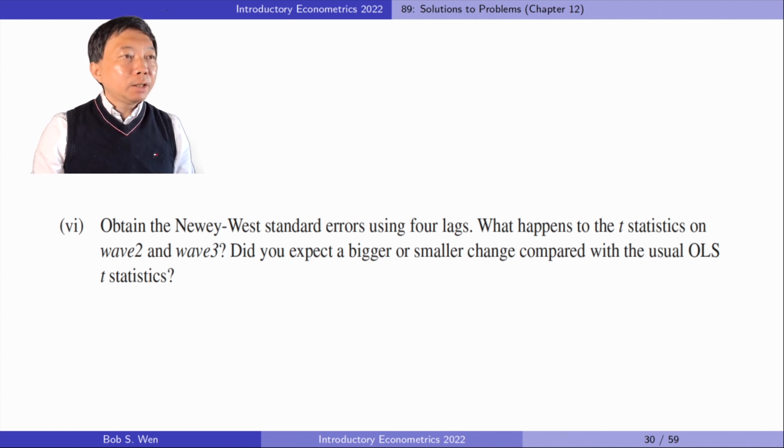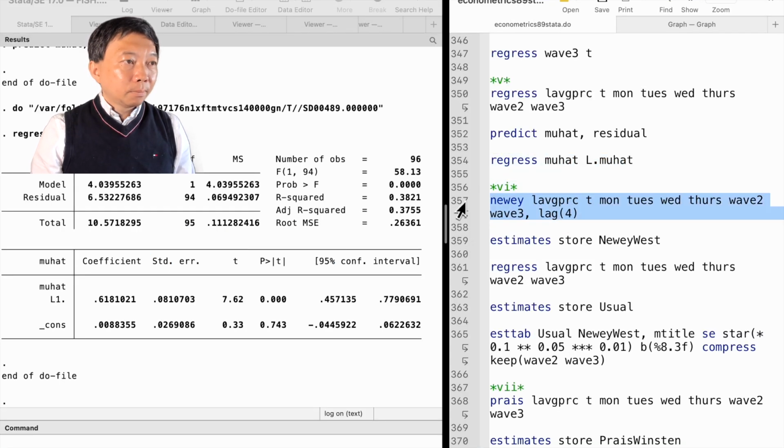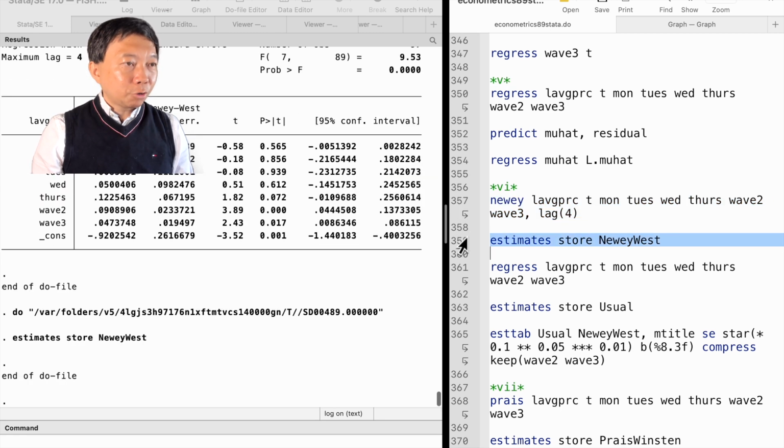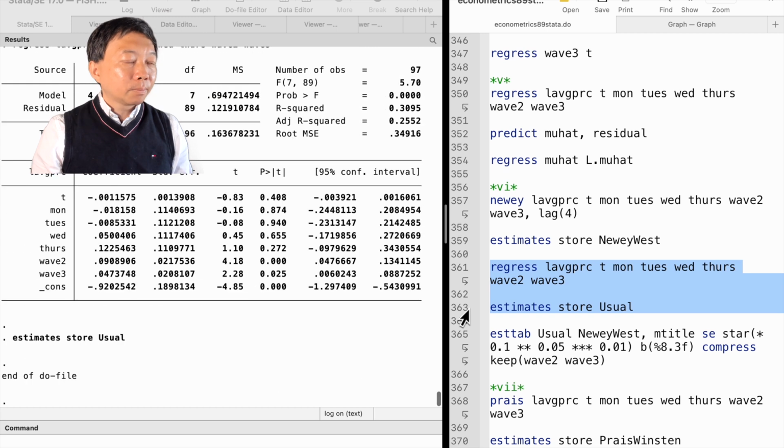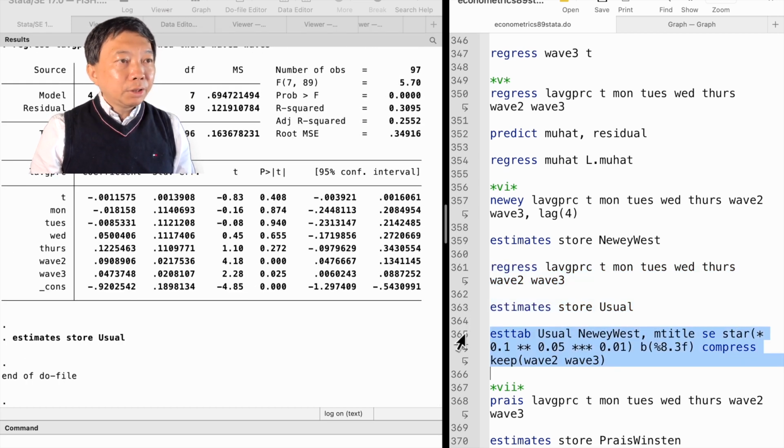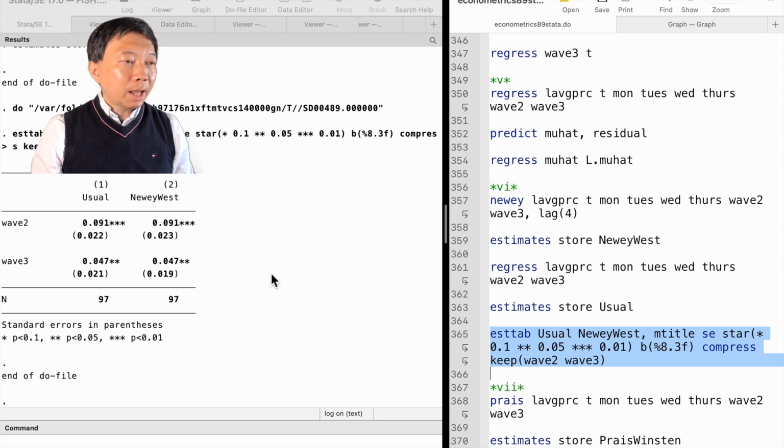Part 6. Obtain the Newey-West standard errors using 4 lags. What happens to the t-statistics on wave 2 and wave 3? Did you expect a bigger or smaller change compared with the usual OLS t-statistics? Usually, the Newey-West standard errors are larger than the usual OLS standard errors. We find that the Newey-West standard errors for wave 2 and wave 3 are similar to the usual OLS standard errors, making the t-statistics change little. The statistical significance is unchanged.